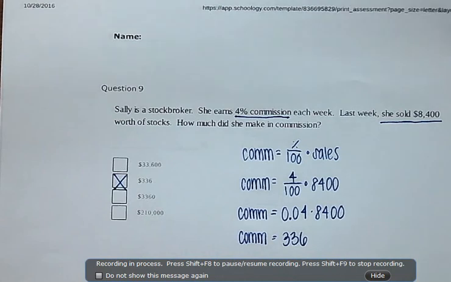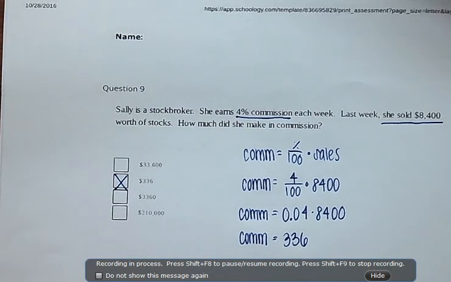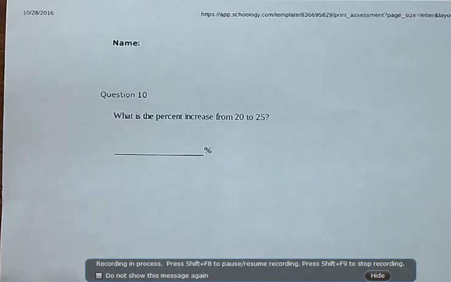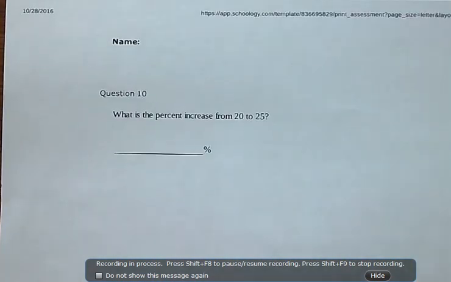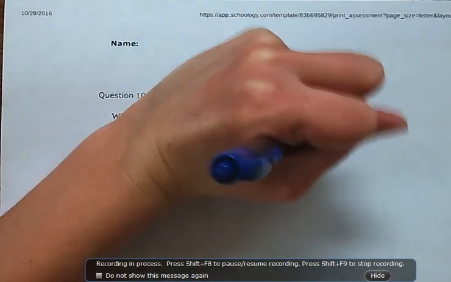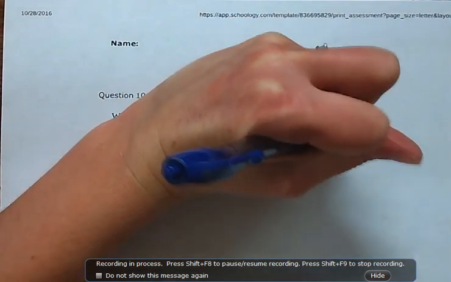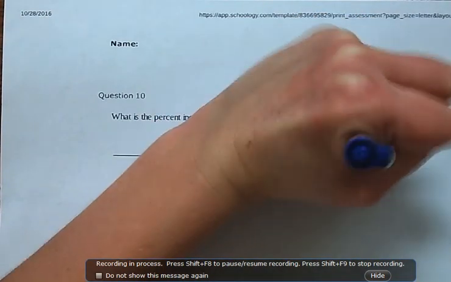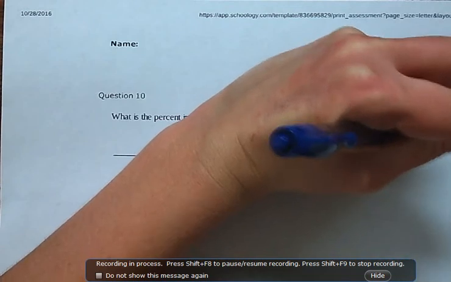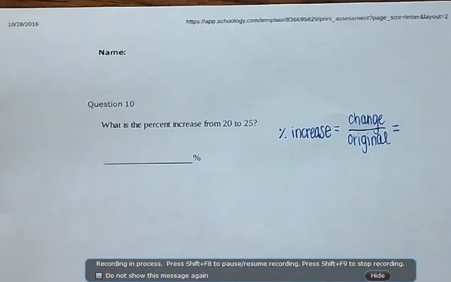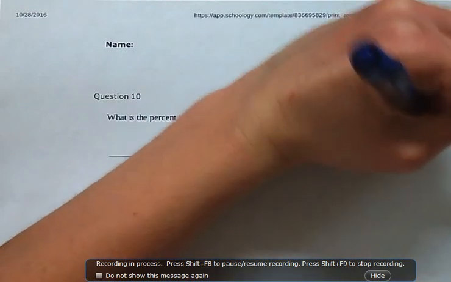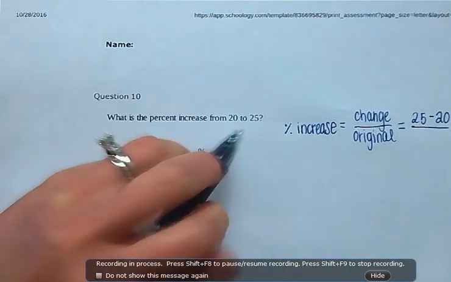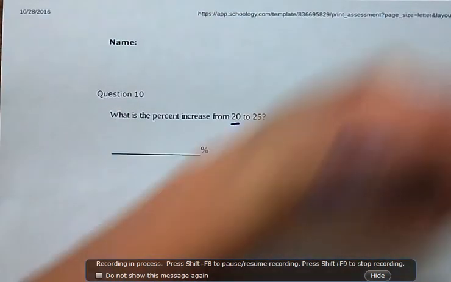Okay. So we have one last example. It says, what is the percent increase from 20 to 25? Just like the percent decrease problem, percent increase, we find it by taking the change over the original amount. Now in this case, I'm increasing from 20 to 25. So I'm going to subtract my numbers, 25 minus 20, over my original amount. It says from 20 to 25, so that means my original amount is 20.